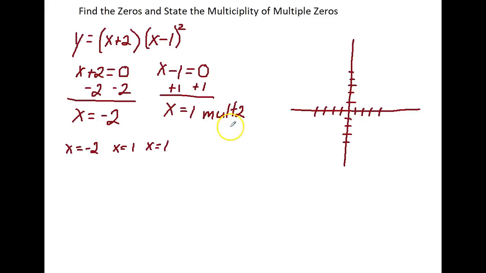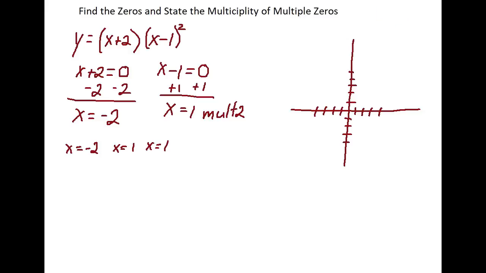Oh, so crosses at odd multiplicity, touches at even. Now, we have to have a positive leading coefficient because there's no negative out front. So this 2 plus 1 makes 3. Our degree is 3, so it means it's going to start from down here. It's going to cross up here, curve, go around, and go back up.